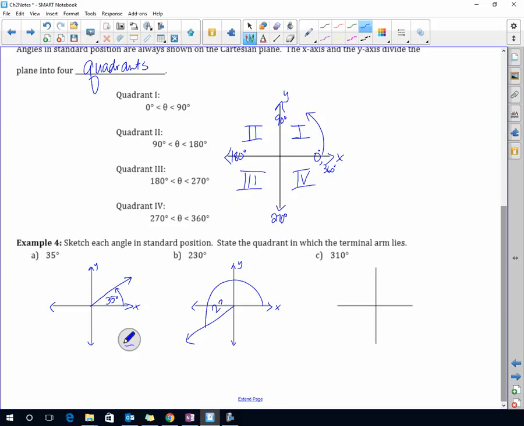Where would 310 be? Well, again, we're starting at the positive x-axis because it's not saying it's negative 310. We're going to go all the way around until we almost make it around, say about there. And that would be 310 degrees in quadrant 4.